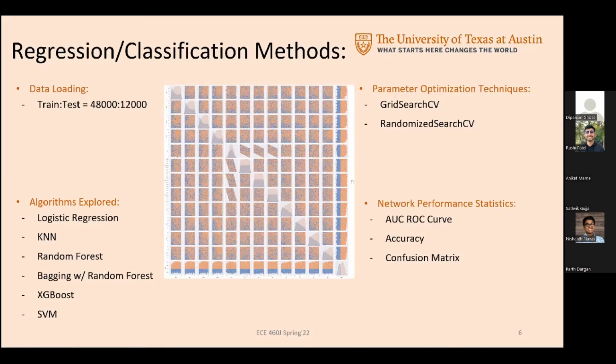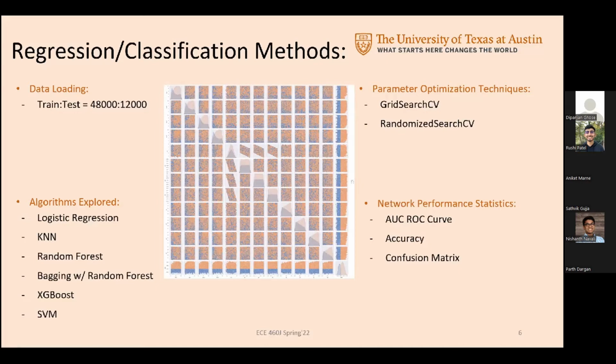But we kind of decided that any level of performance increase was worth pursuing. And so we decided to run some parameter optimization on all of our models. Specifically, we experimented with grid search and randomized search. To ensure specificity, we first ran grid search on a wide range of values for our parameters, then slowly narrowed it down to more precise measurements.